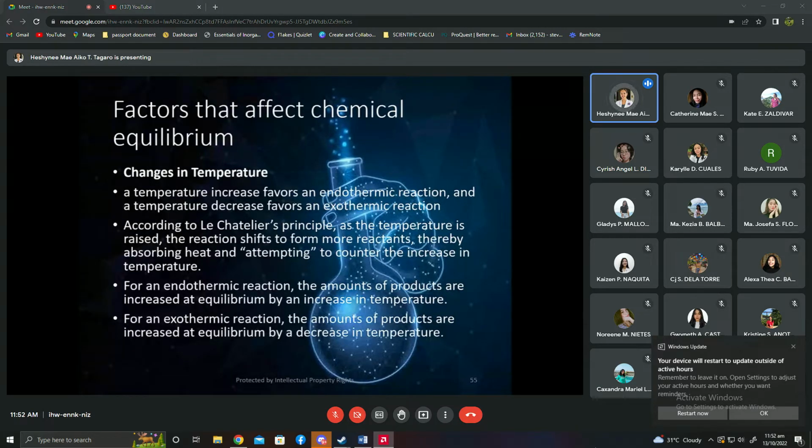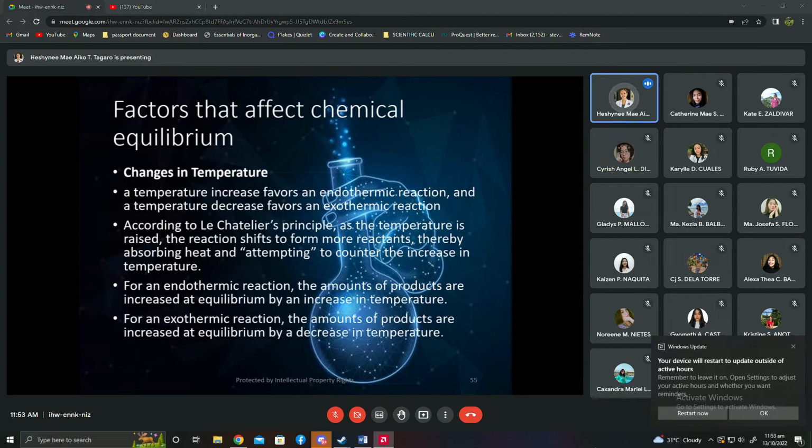A change in concentration, pressure, or volume may alter the equilibrium position. That is, the relative amounts of reactants and products, but it does not change the value of the equilibrium constant. So only a change in temperature can alter the equilibrium constant. So whether you should raise or lower the temperature of a reaction mixture to increase the equilibrium amount of product can be shown by Le Chatelier's principle.